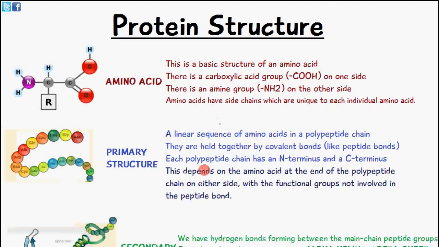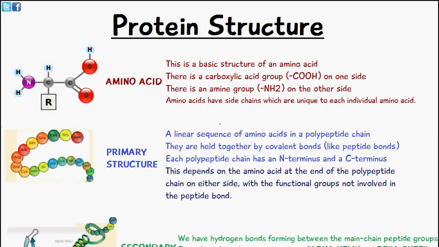To begin the video, I've included this diagram showing you what an amino acid is. It's the basic structure of an amino acid. We can see we have a carbon chain with a carboxylic acid group on one side and an amine group on the other. The carboxylic acid group is this carbon with a double bond to oxygen and then another oxygen with a hydrogen attached onto the oxygen. And we have an amine group, which is a nitrogen attached to two hydrogens. What makes amino acids unique to each other is this residual group which we have on this side chain, and this will vary amongst different amino acids.